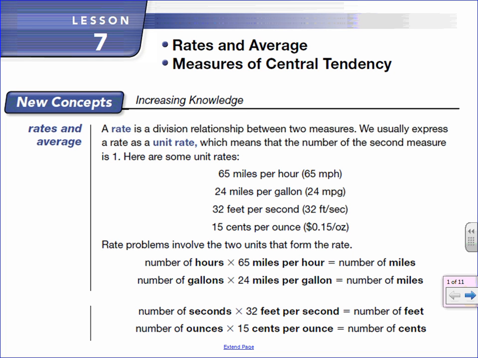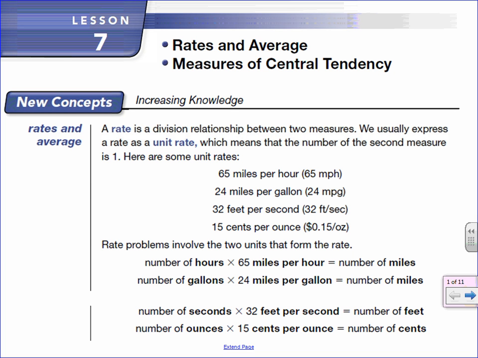Lesson 7 is on rates and average and measures of central tendency. So the first part talks about rates. A rate is a division relationship between two measures. We usually express a rate as a unit rate. And anytime you hear the word unit in math, it means that that number's 1. So which means that the number of the second measure is 1.